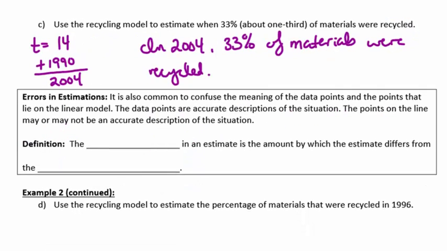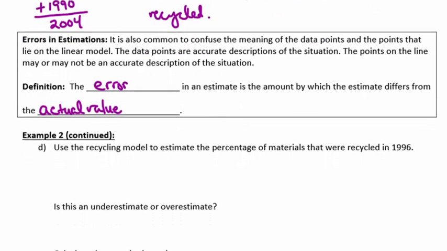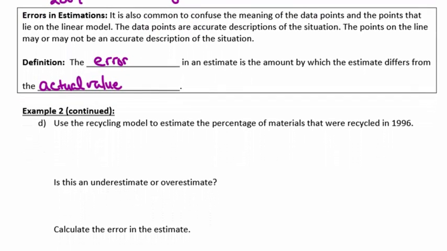Let's talk about some errors in estimation. It's common to confuse the meaning of data points and the points that lie in the linear model. The data points are the accurate descriptions of the situation. The points that lie in the line may or may not be an accurate depiction. The error in an estimate is the amount by which the estimate differs from the actual value. To talk more about error, let's look at the following example.